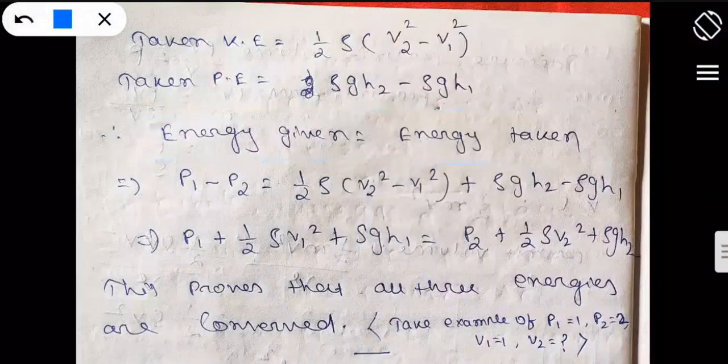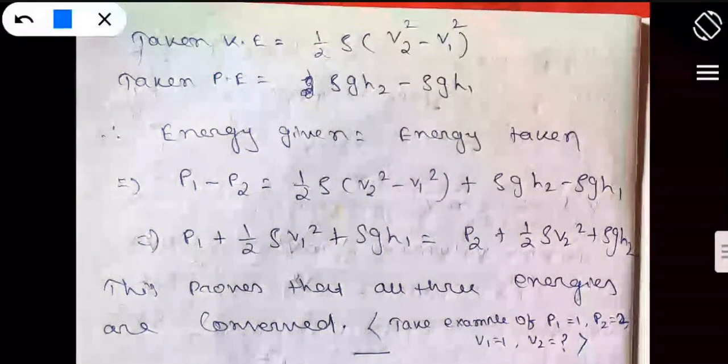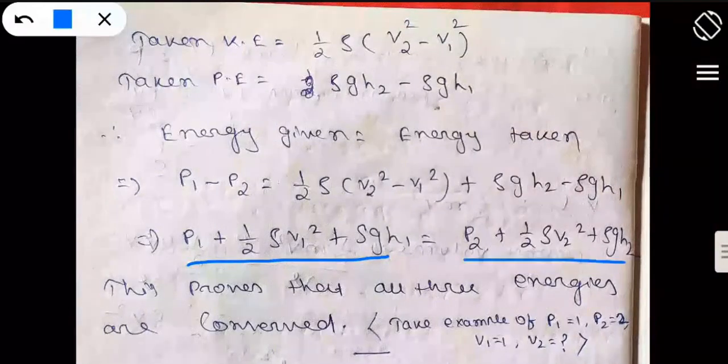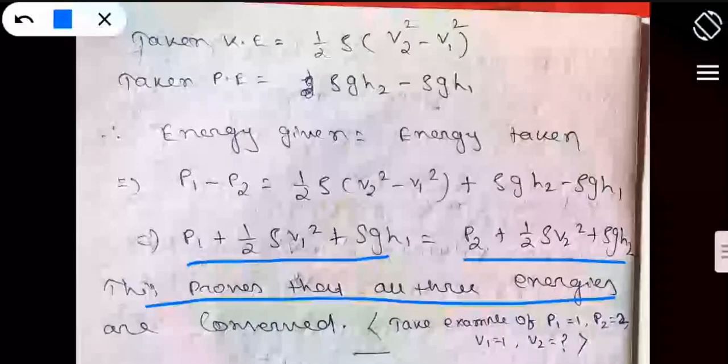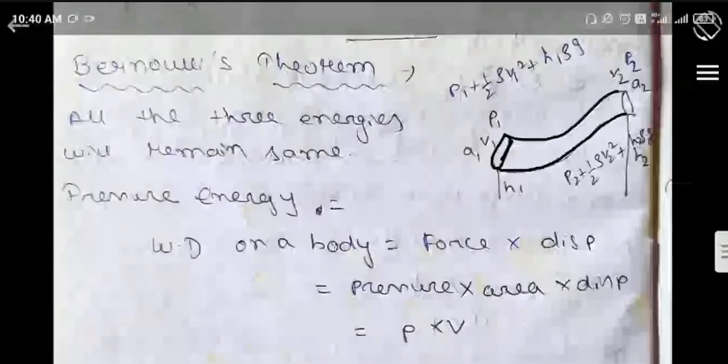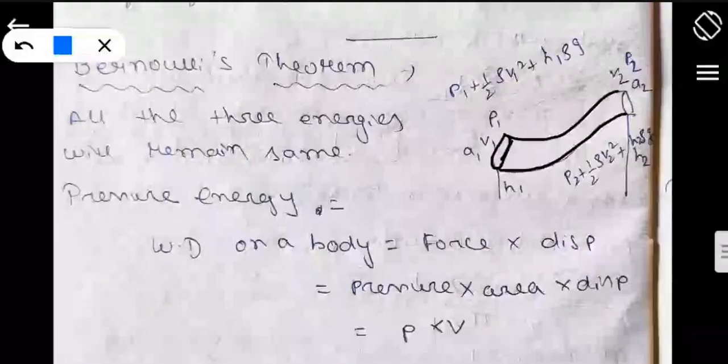So now if we rearrange it, obviously we will achieve P1 plus half rho V1 square plus rho g H1 is equal to P2 plus half rho V2 square plus rho g H2. This is only what I wanted to prove. This proves that all three energies are conserved. Conserved meaning is what? Same. At the starting point and at the end point, everywhere the concept is the same.